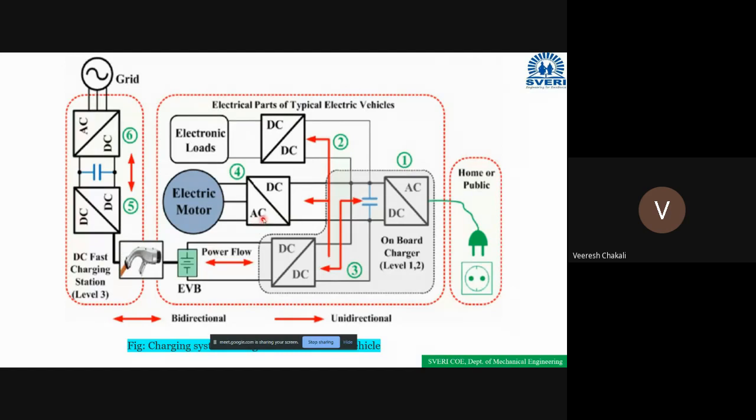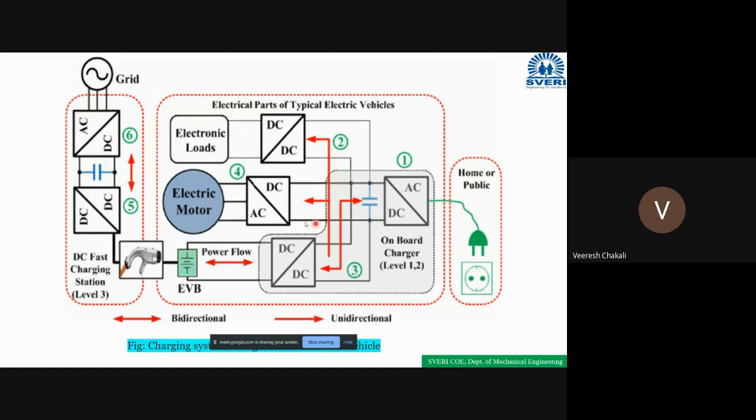Then we can give this AC to the electrical motor. Clear? Whenever we give the AC supply to the electrical motor, it will start. When the electrical motor starts, the vehicle also starts to move in a particular direction. Clear? When the electric motor is getting the supply.